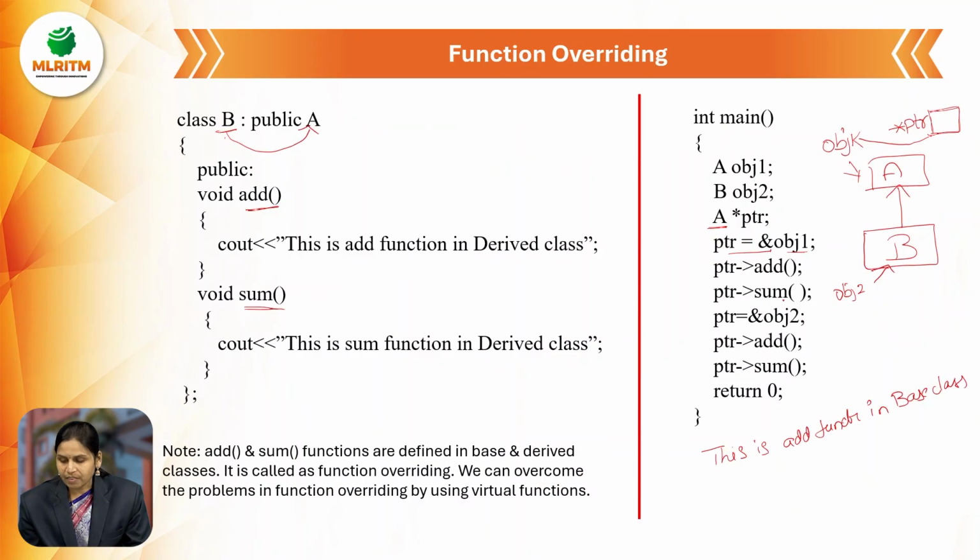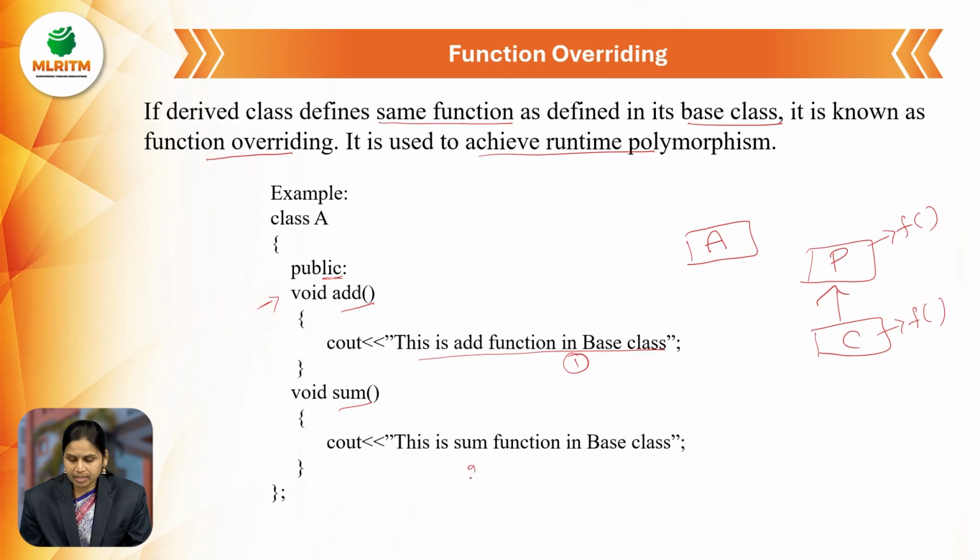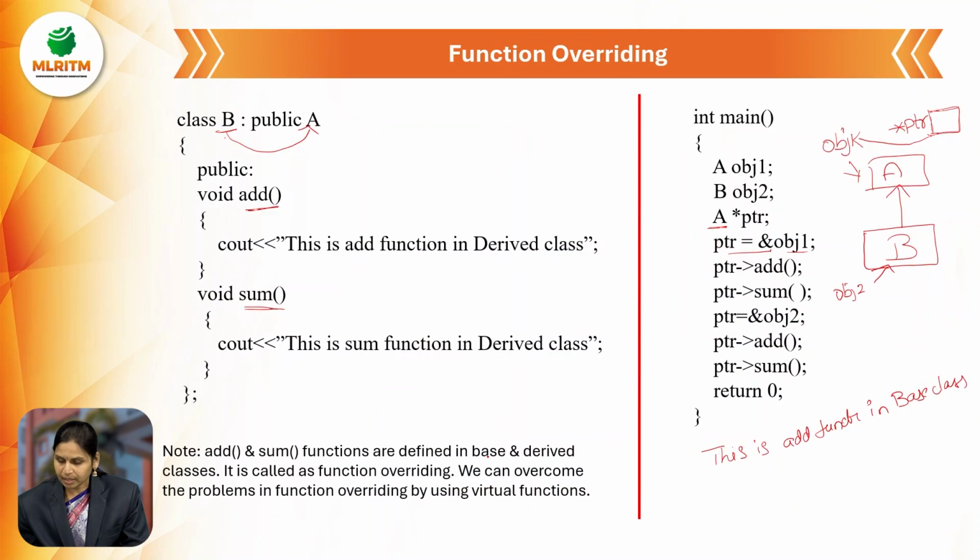Next, we are calling the sum function by using the PTR. Then automatically we will get this line as the second line of output: this is sum function in base class. This is the second line.